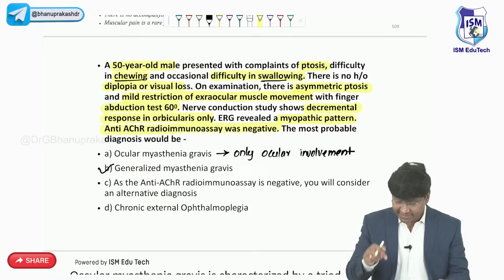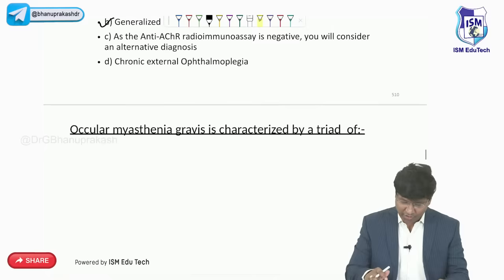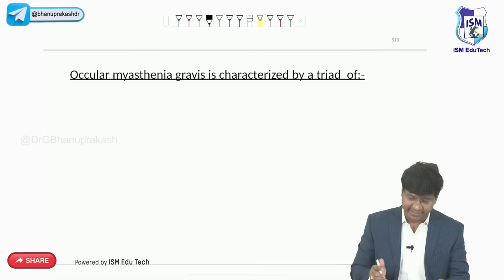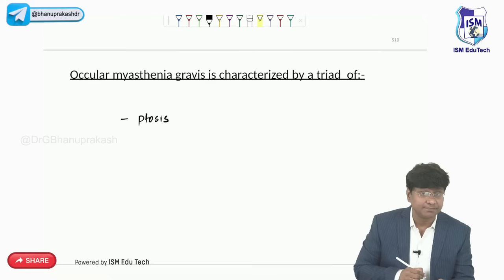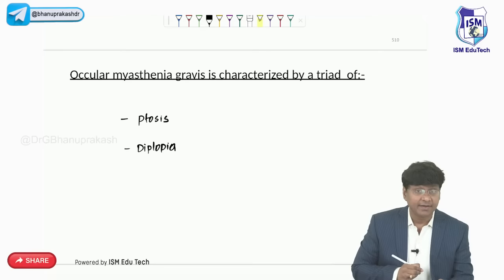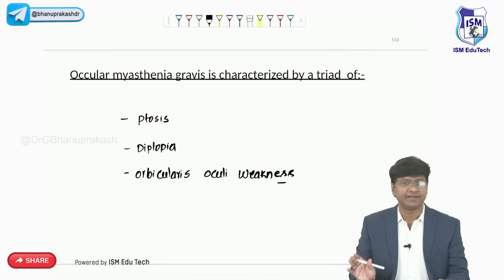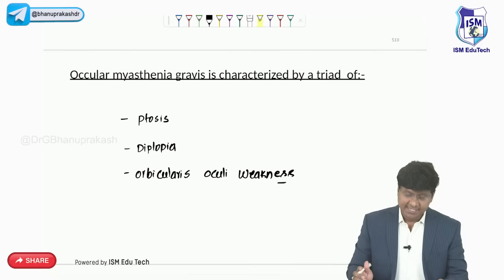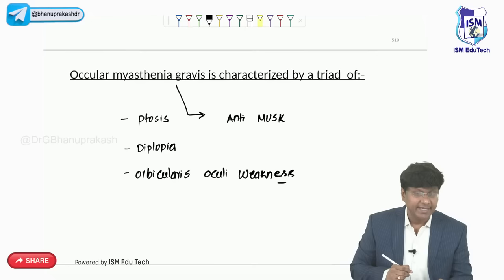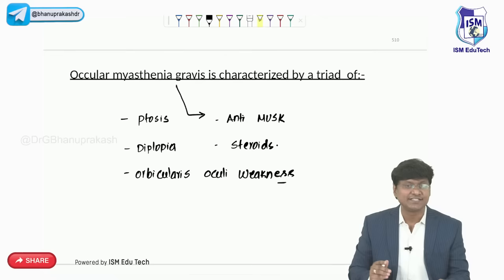In ocular myasthenia gravis, only ocular manifestations will be there, and it is characterized by a triad. What is the triad? The triad includes ptosis, diplopia, and orbicularis oculi weakness. And what will be the investigation of choice here? The antibodies that you will have are anti-MuSK antibodies. And how do you treat these patients with ocular myasthenia gravis? We need to give steroids, because it's an autoimmune disorder.